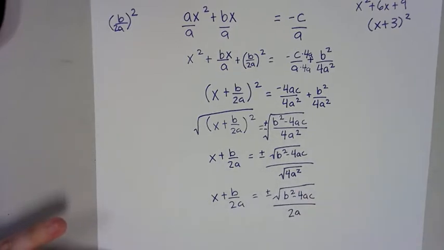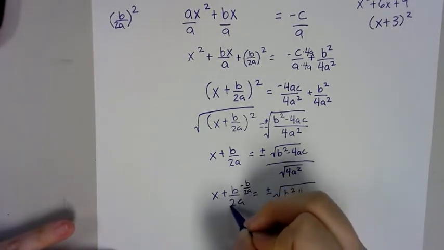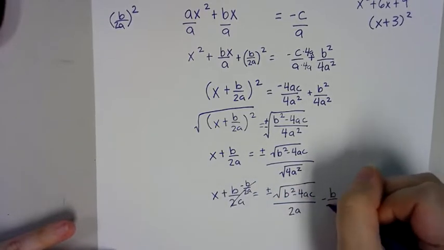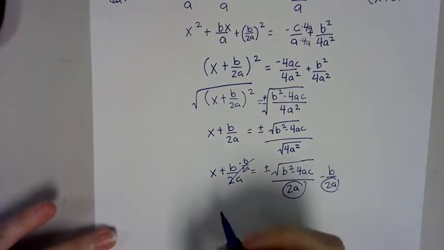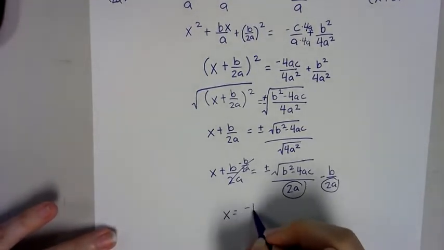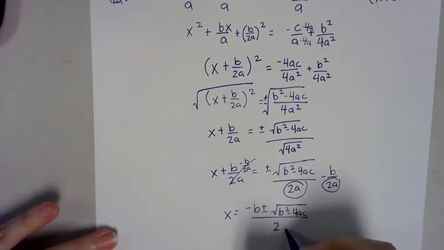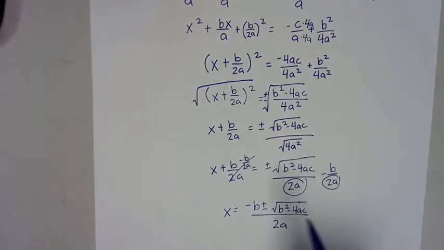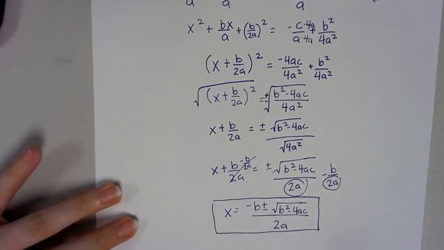This should be looking very familiar right now. So then I subtract b over 2a and subtract b over 2a, and I already have a common denominator. So I could simply move this negative b in front, b squared minus 4ac all over 2a. So now I have x equals negative b plus or minus the square root of b squared minus 4ac all over 2a. So we've just completed the square and proven the quadratic formula.